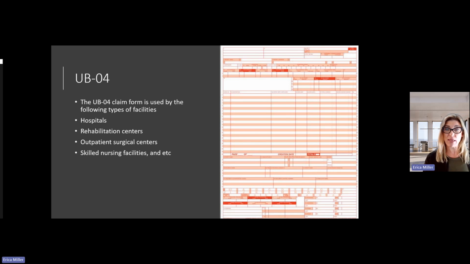All right. Speaking of facilities that would be part of institutional billing, other facilities would include a rehabilitation center, outpatient surgical centers, skilled nursing facilities, just to name some additional institutions that would bill out using a UB04 claim form.